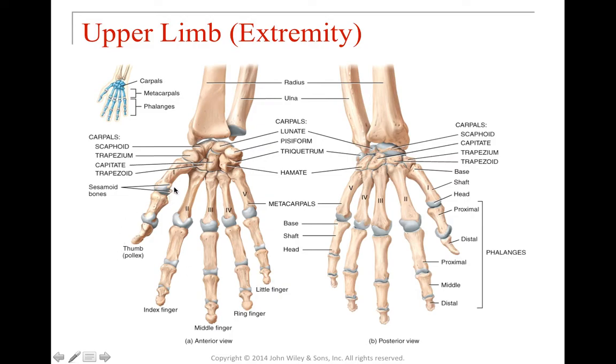Here are sesamoid bones. These are specialty shaped bones. You only have a couple of sesamoid bones in your body, including the kneecap. So here's another example of a sesamoid bone.